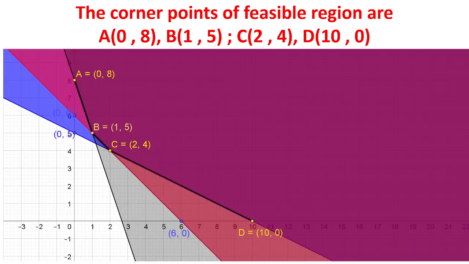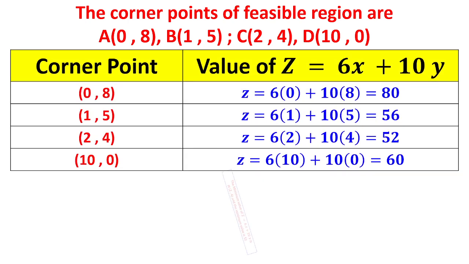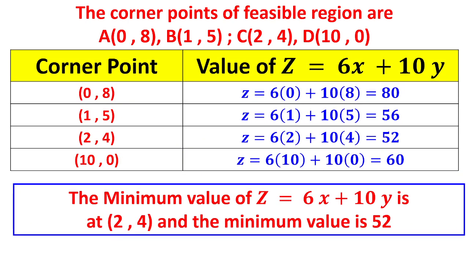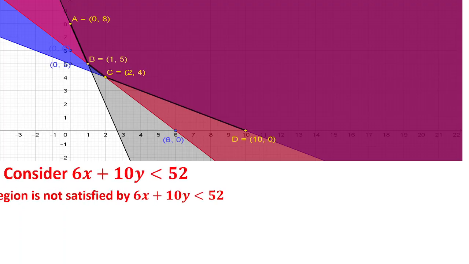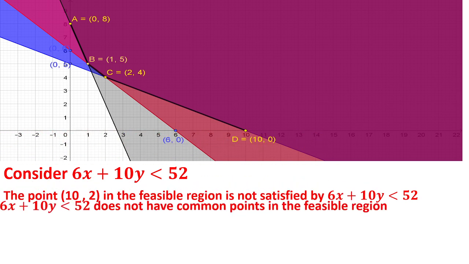Now I am substituting the corner points, showing it in the form of a table. In the table, I am seeing that the minimum value is at 2, 4 and the minimum value is 52. Now, you have to consider that less than 52, and any point you take in the region is not satisfied by 6x plus 10y less than 52. Therefore, this is the minimum value.